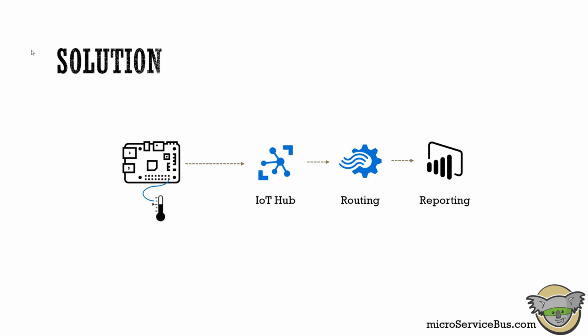Now for the routing mechanism, we're going to use Azure Stream Analytics, which is kind of an overkill in this scenario, but it works very nicely with Power BI that we're going to use to show the outcome of our demo.